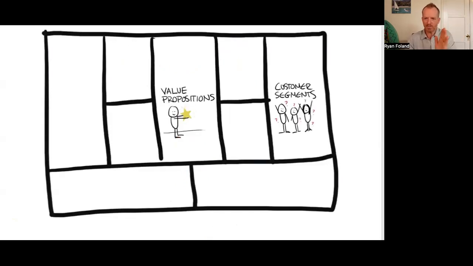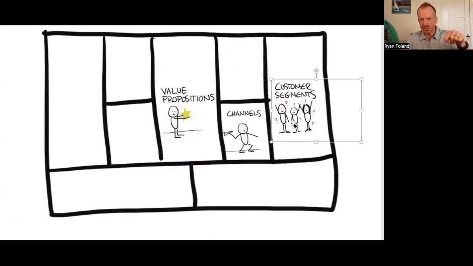So here we go. Value propositions over to the customer segments. But as you see, they're far away from each other. So what we want to do is connect them, and we connect them through channels. Your value proposition gets to your customer segments through your channels.